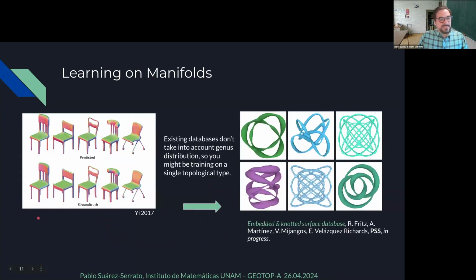So moving on, in the databases that exist currently for computer vision, they don't really take into account the genus distribution. So the homotopy type or the different changes in topology are not taken into account. So you might either be training on a single topological type, as we will see is the case sometimes, or be training, as in this picture here, on different topological types. These are surfaces with different genus, depending on however many handles the backs of these chairs have.